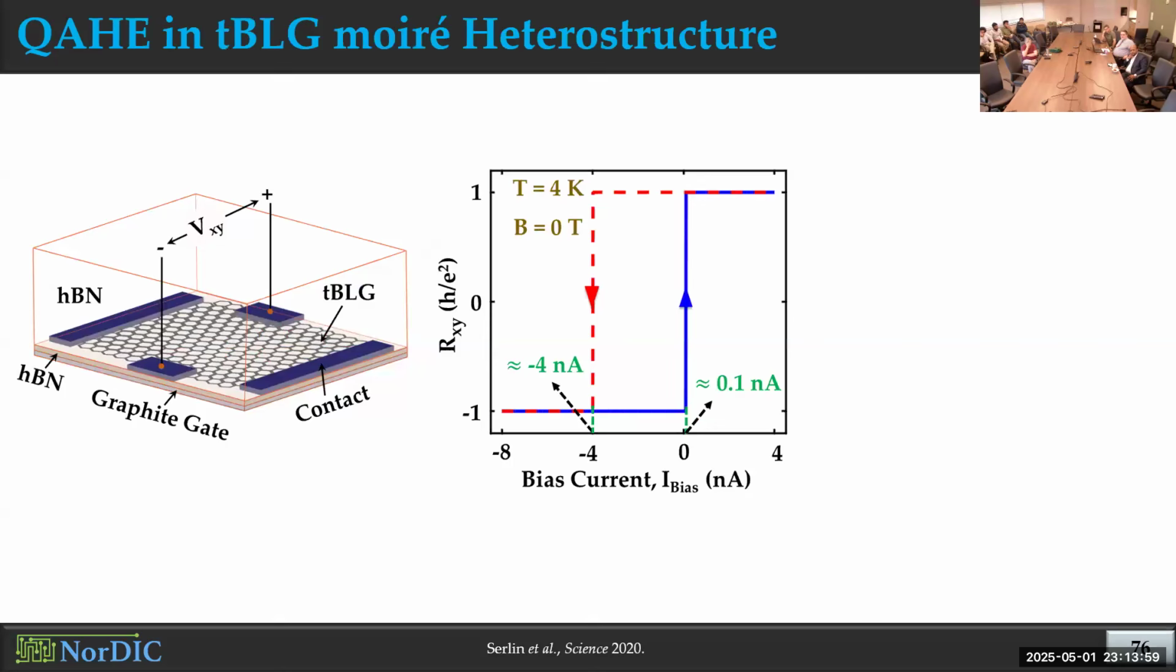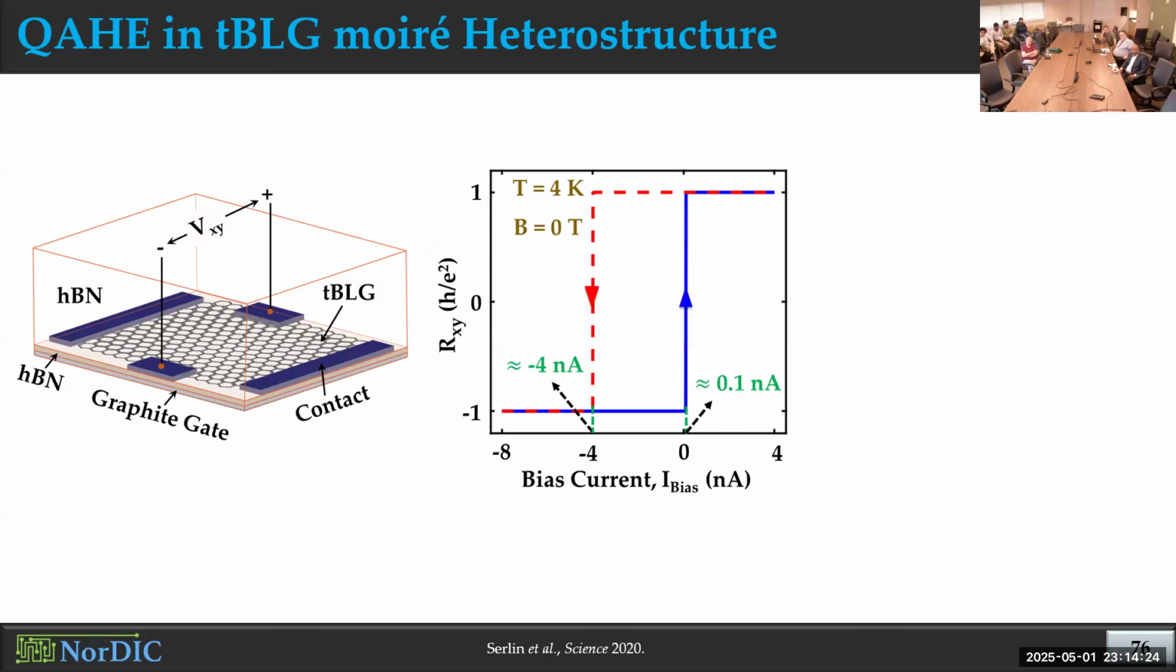So in our work, we use this twisted bilayer graphene Moire heterostructure, where we have two layers of graphene twisted by a very small angle, which is 1.1 degree. And the honeycomb structure that you see, that's the twisted bilayer graphene structure. And this is sandwiched between two hexagonal boron nitride layers on the top and on the bottom. And this is the Hall resistance versus bias current characteristics for this heterostructure.